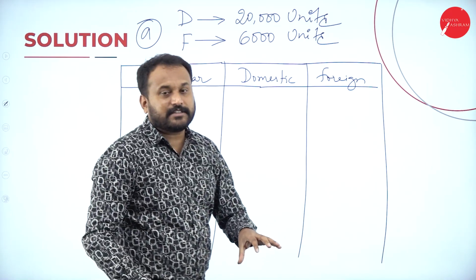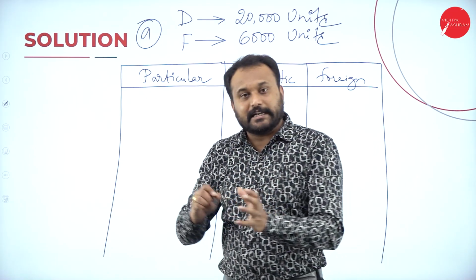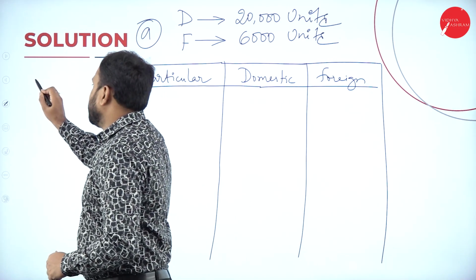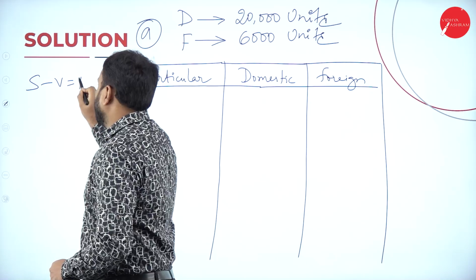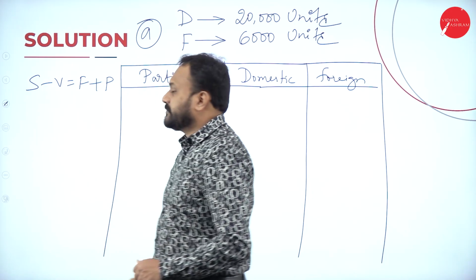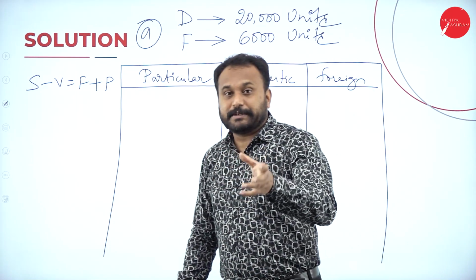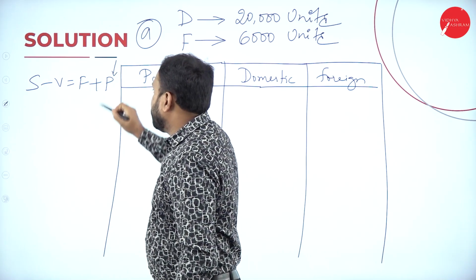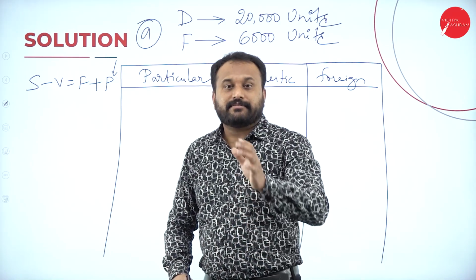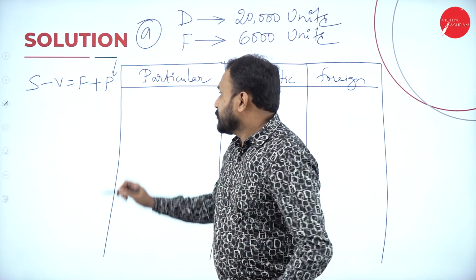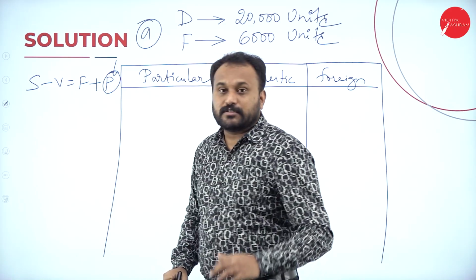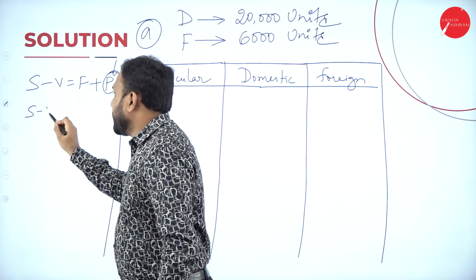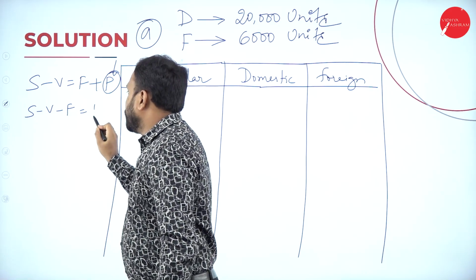Now the ultimate thing, I told you, is what? If I make profit, I'll go for it. If I don't make profit, I'll reject the order. So how to go with this? S minus V is equal to F plus P. Now we know this formula. Marginal cost statement, if you remember, the same way we are supposed to place it here. So I need to find whether I'm making profit or not. For that, the fixed cost will go here. So S minus V minus F is equal to P.